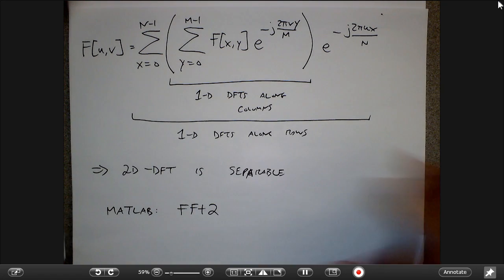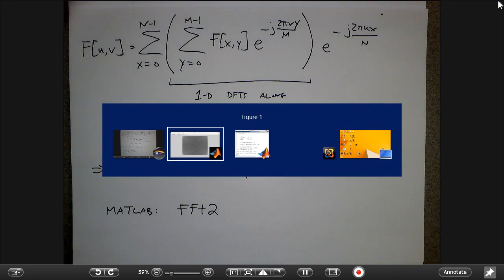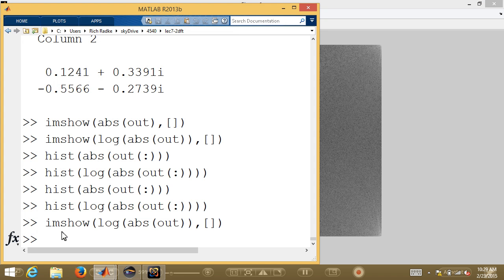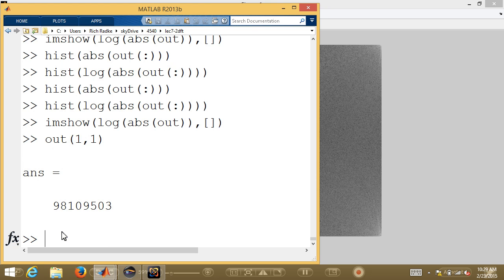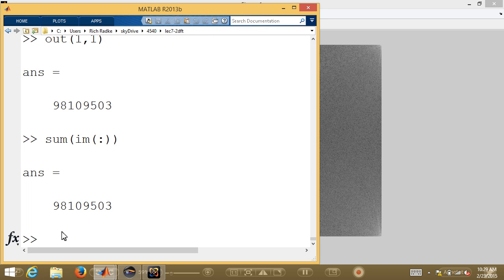And so if I go back to my Matlab image, I can see that there's that really big number in the corner. In fact, if I ask myself what that number is, the first value is some massive number, right? So I need to scale that down to be able to see something useful.